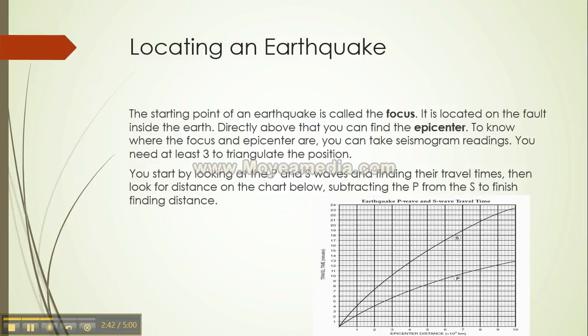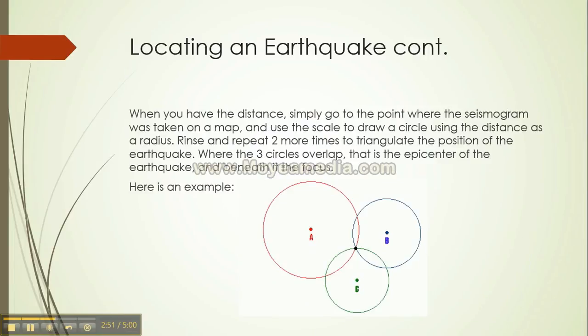You start by looking at the P and S waves and find their travel times, then look for distance in the chart below, subtracting the P from the S to finish finding the distance. When you have the distance, simply go to the point where the seismogram was taken on a map, and use the scale to draw a circle using the distance as a radius. Rinse and repeat 2 more times to triangulate the position of the earthquake. Where the 3 circles overlap, that's the epicenter.